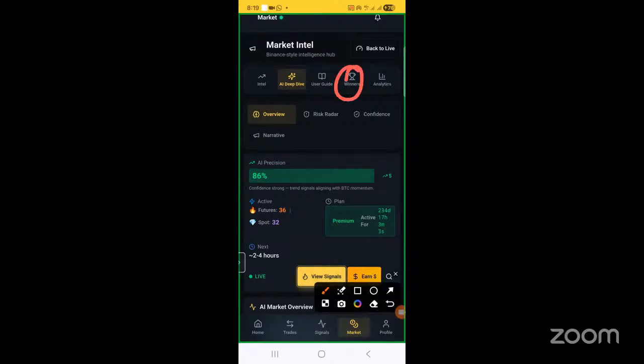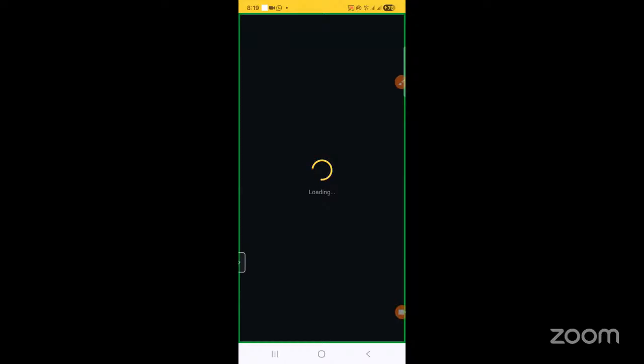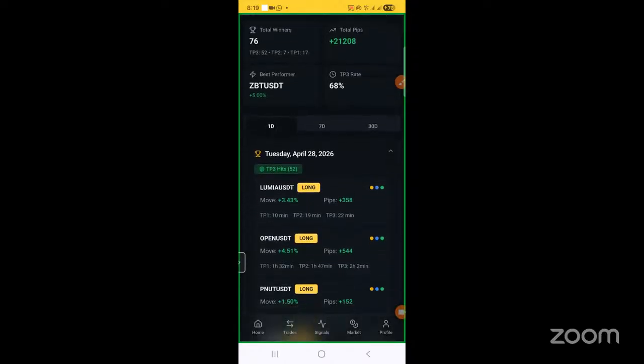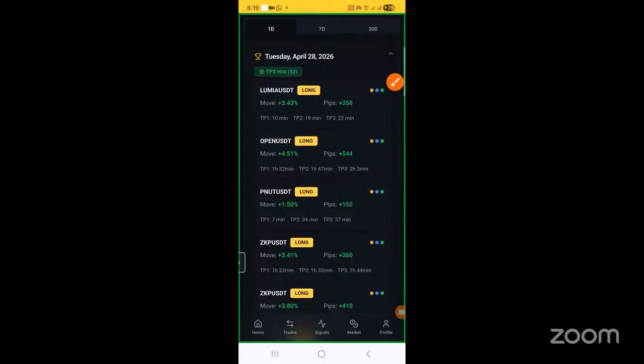If you go here to winners, let's look at this board. Has it been winning some trades? Let's open some winners. Let me show you something, guys. Look at today alone. Today alone has closed 76 winners out of the signals it has given you. It has won 76 signals with TP3 hit.